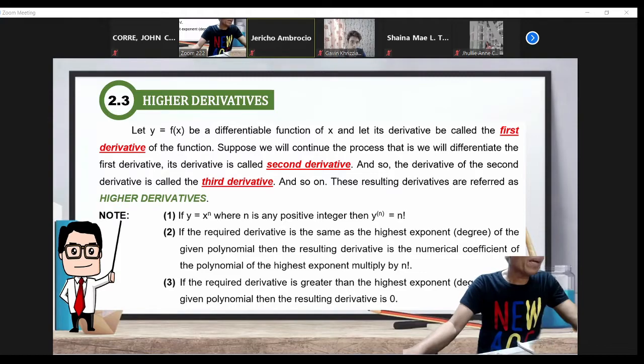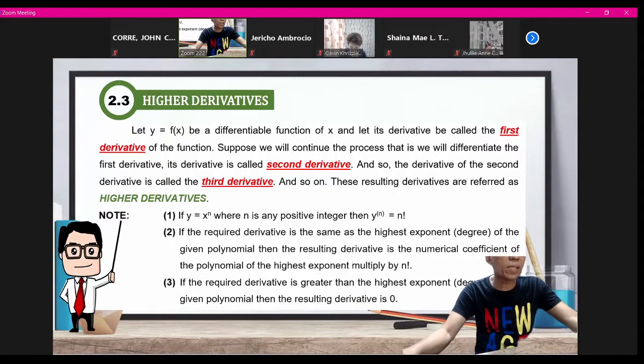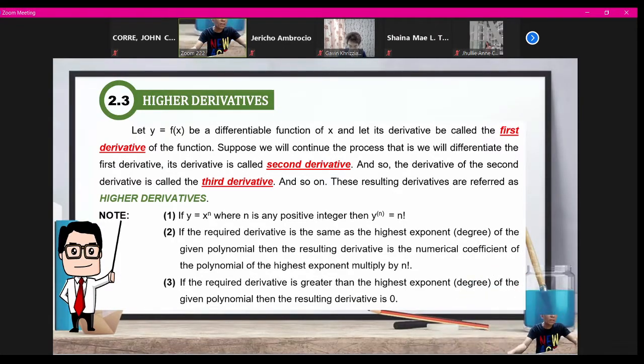If the required derivative is the same as the highest exponent degree of the given polynomial, then the resulting derivative is the numerical coefficient of the polynomial of the highest exponent multiplied by the nth factorial. If the required derivative is greater than the highest exponent of the degree of the given polynomial, then the resulting derivative is 0. So, makikita natin mamaya.